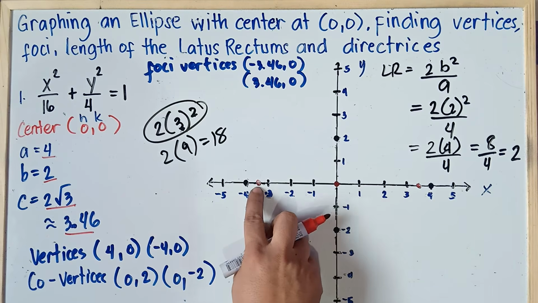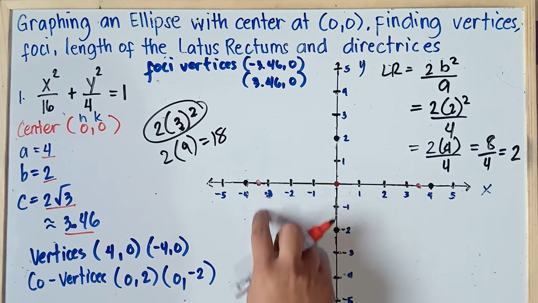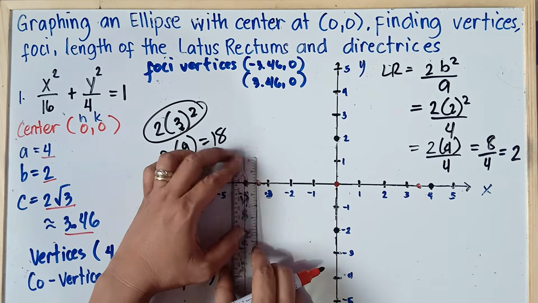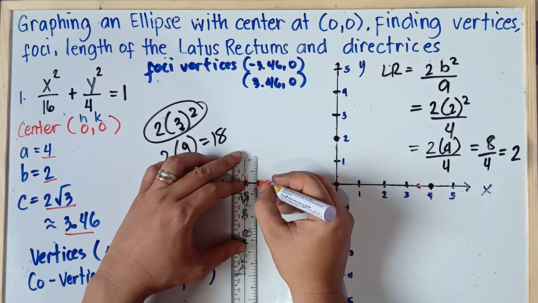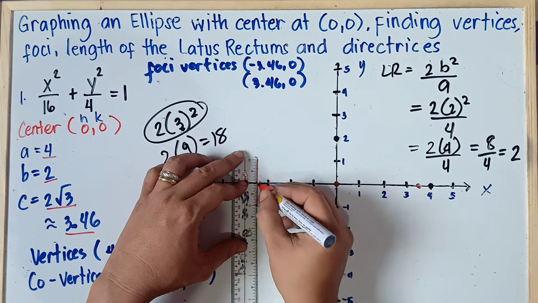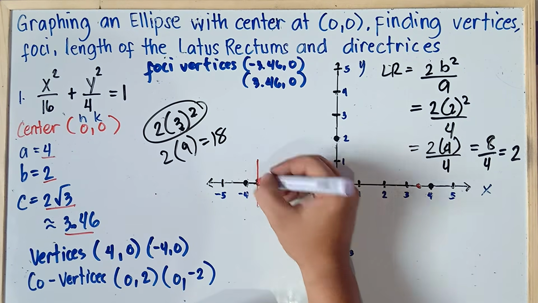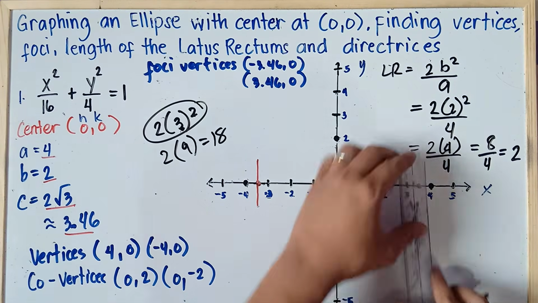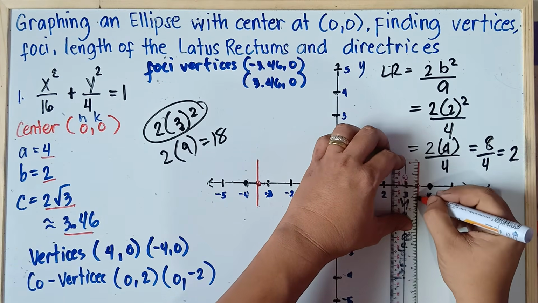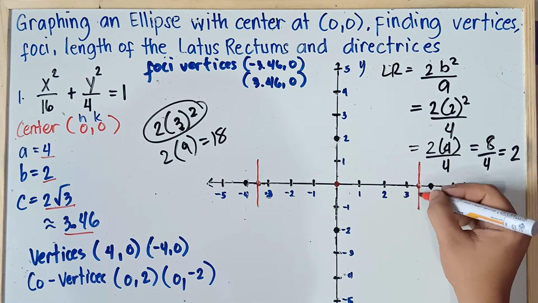Therefore, from this focus, class, you move 1 unit upward, then 1 unit downward, because the length, class, is 2. Once again, 1 unit upward. So let me just measure this one. 1 unit upward, and then 1 unit downward. From this focus, class, you move 1 unit upward and then 1 unit downward. Same with this one: 1 unit upward, and then 1 unit downward. And this will be the length of the latus rectum, class.